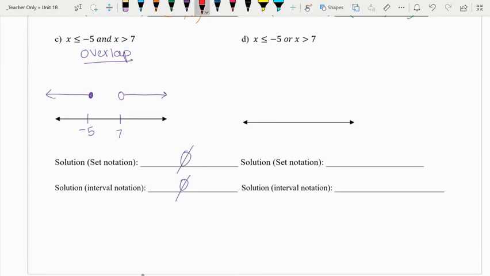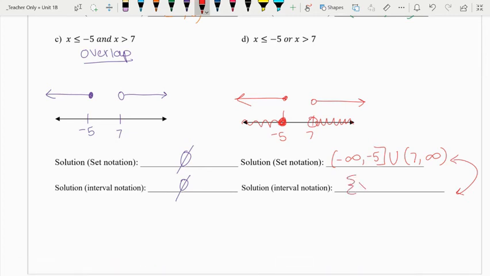Now this is what you would see as a typical OR problem. Okay, again, this is the same thing. So we would have the same exact graph. This is what you would typically see, but not always, for an OR. So again, our solution would be -infinity to our first number, which is -5, with a bracket because it is included. Then we have U for union, or 7 to infinity. Oh, these should be flipped. That would be interval notation.